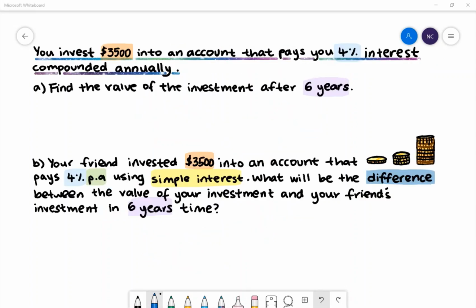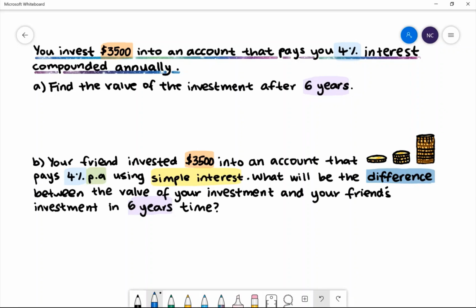Here is our last example. You invest $3,500 into an account that pays you 4% interest compounded annually. A. Find the value of the investment after 6 years. First, we'll write our compound interest formula, which is A is equal to P bracket 1 plus R to the power of N. P will be given by $3,500. The rate is 4%. We can use 0.04. N is the number of investment periods, which will be 6 years.